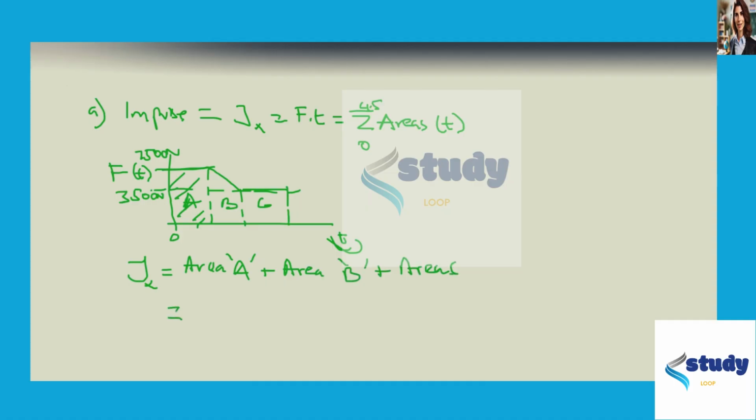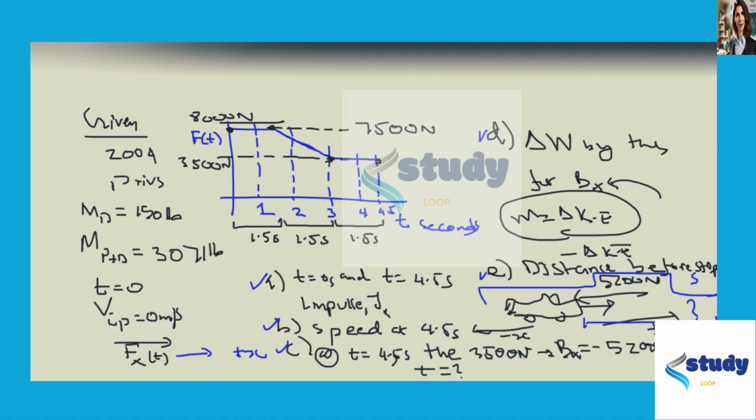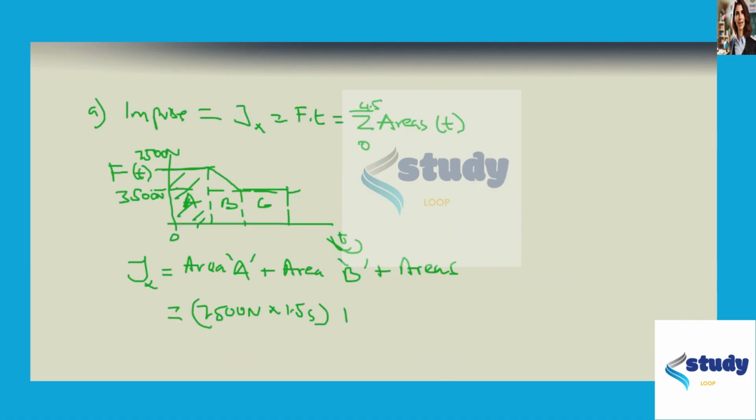So area A is just a regular rectangle with a height of 7,500 newtons, times the time, which is 1.5 seconds. Remember, going back, you see that the time between these 2 points is given as 1.5 seconds, and that's the same for each one.